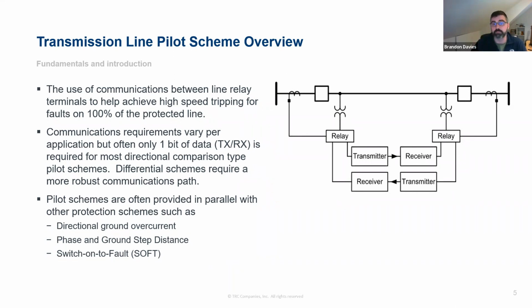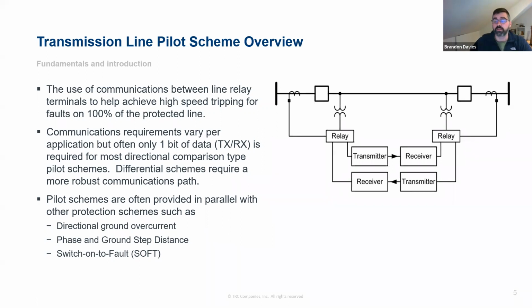So, as we saw on the step distance scheme, there's a portion in the middle of the line, of a two-terminal line, where both terminals' zone ones will likely see the fault. And for faults in that area, you're going to be operating instantaneously, so no intentional time delay, and you'll clear the line in 3 to 5 cycles. You'll go from having a fault to the fault being cleared from the system that quickly.